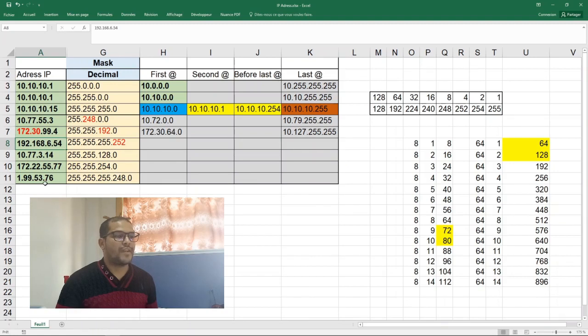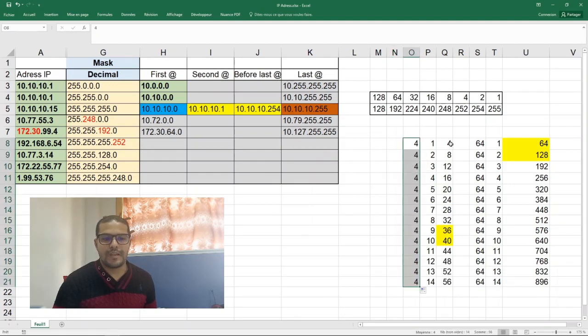Okay, let's do another example. We have the IP address 192.168.6.54, and the interesting octet is the last one, 252. So the corresponding number for 252, where is it? 252 is 4. So I'm going to need the multiples of 4. Let me do it just here. So these are the multiples of 4.